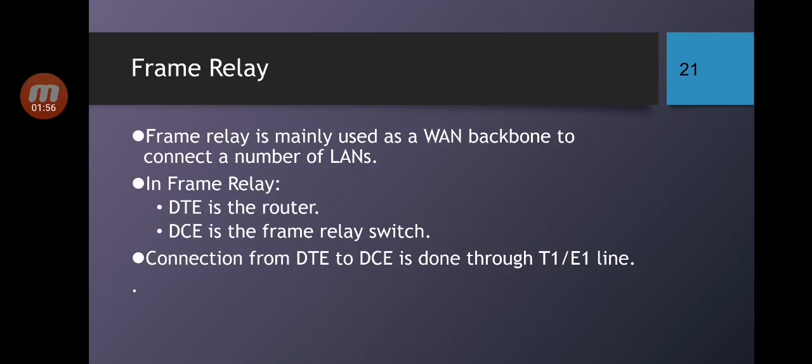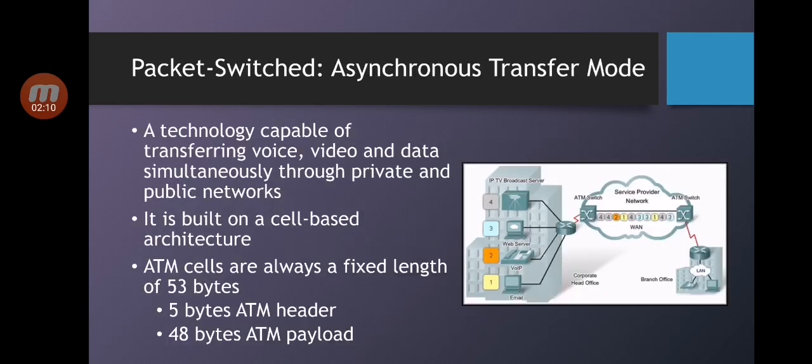In a frame relay, you have DTE as the router and DCE as the frame relay switch. Connection from DTE to DCE is through T1 or E1 line. The third type is asynchronous transfer mode, ATM. This is a technology capable of transferring voice, video, and data simultaneously through private and public networks. It is built on a cell-based architecture.